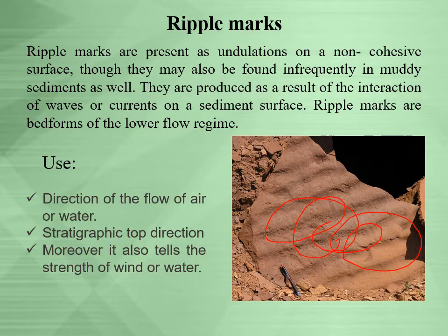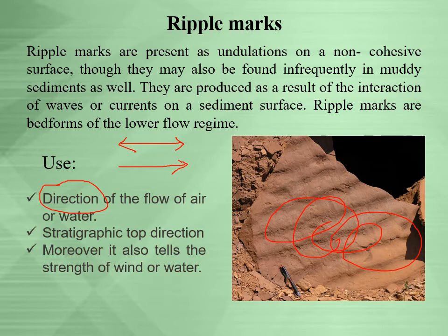Now, these ripple marks are smooth, gentle undulations found on the top of the bedding plane. So this feature is a surface feature found on the top surface of the bed. These ripple marks as primary sedimentary structures are very useful. They are used particularly to indicate the direction of the flow of air and water. These ripple marks can be formed by unidirectional current, that means medium moving from one direction to another, or by bidirectional current, that means the current is moving in both directions at a time. So by studying the ripple marks, they can indicate whether the flowing medium is unidirectional or bidirectional.